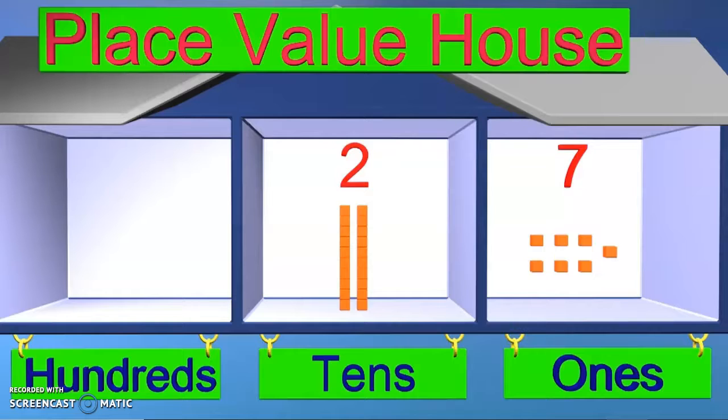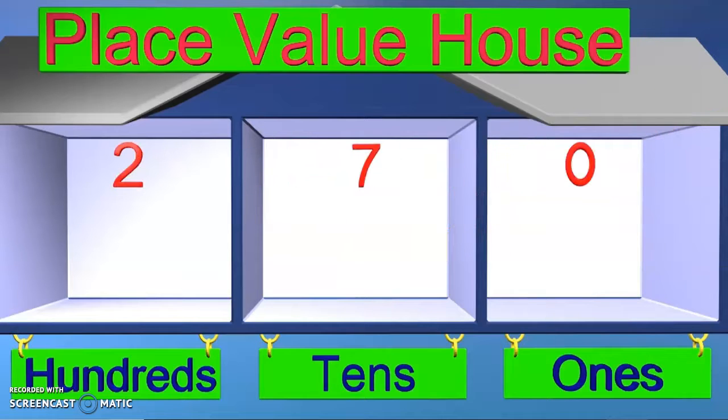But what if we move these numbers over to the next room? Let's do that and see what we have. We no longer have 27. What number is this?